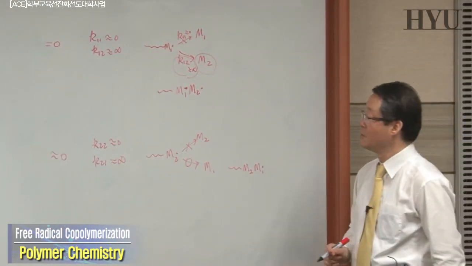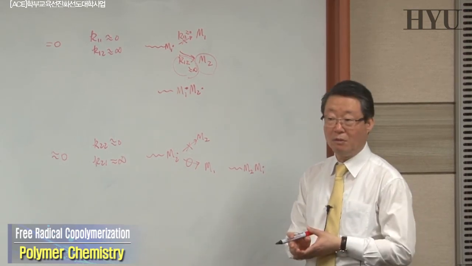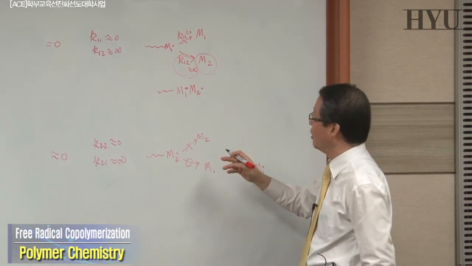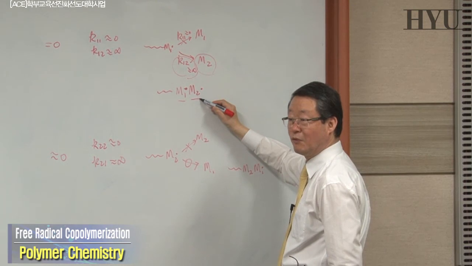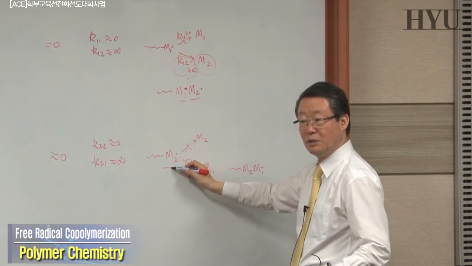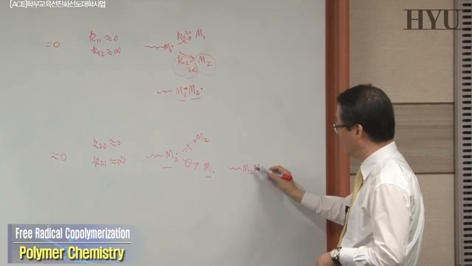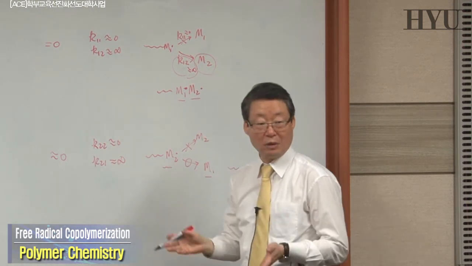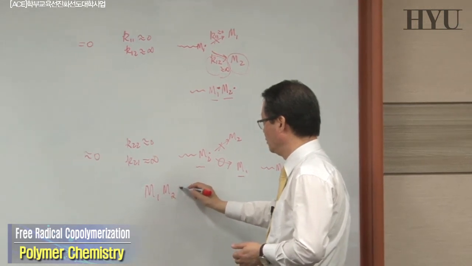So if R1 becomes 0 and R2 becomes 0, very close to 0, then you always have to have a M1 dot meeting with M2 to form M2 dot. And when you have M2 dot, you only have to meet with M1 rather than M2, so that you will have a M1 dot later on in this case. So in this condition, when R1 and R2 are close to 0, your final copolymer composition will be something like this.